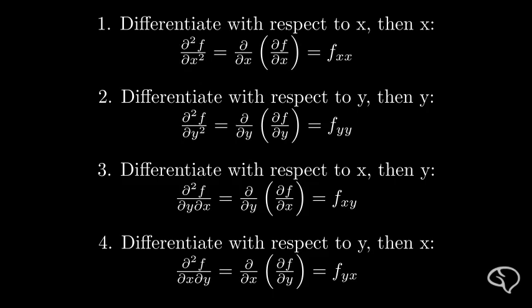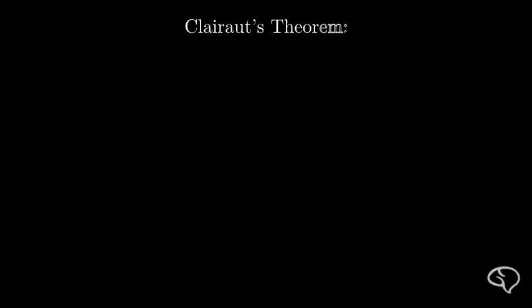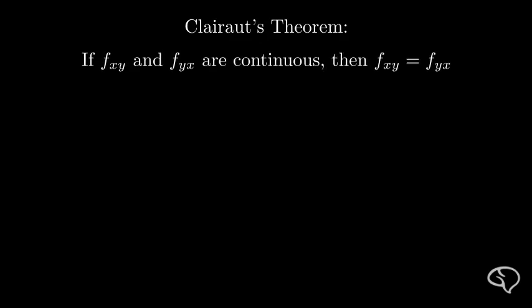A remarkable result, known as Clairaut's theorem, states that for most functions you'll encounter, the mixed partial derivatives are equal. That is, f sub xy equals f sub yx. The order of differentiation doesn't matter. This can save you a lot of work. Let's put this into practice with an example.